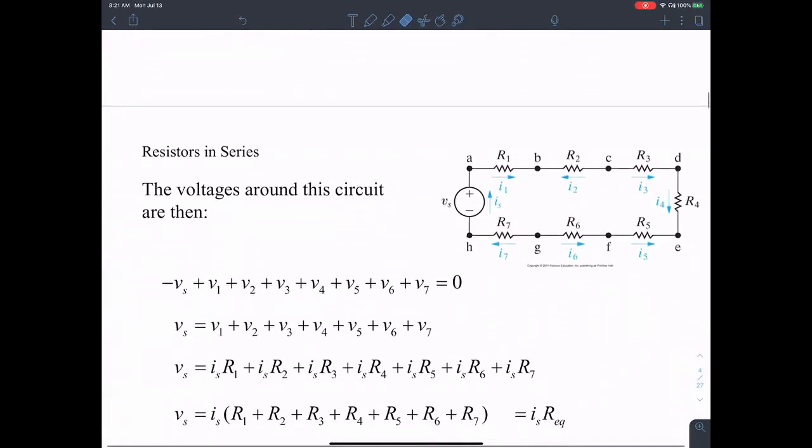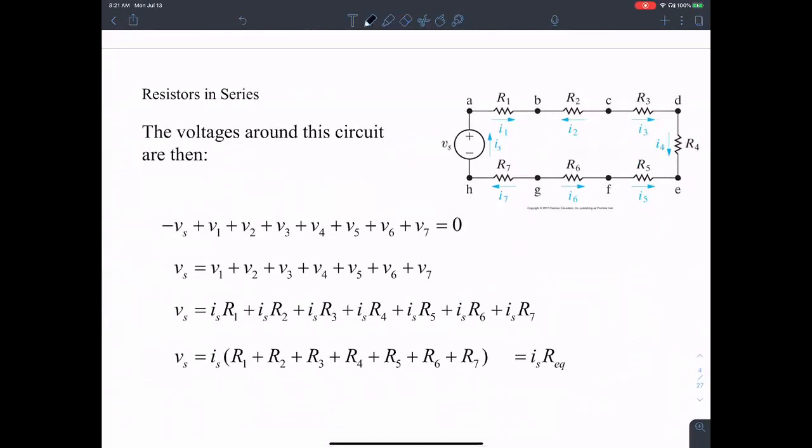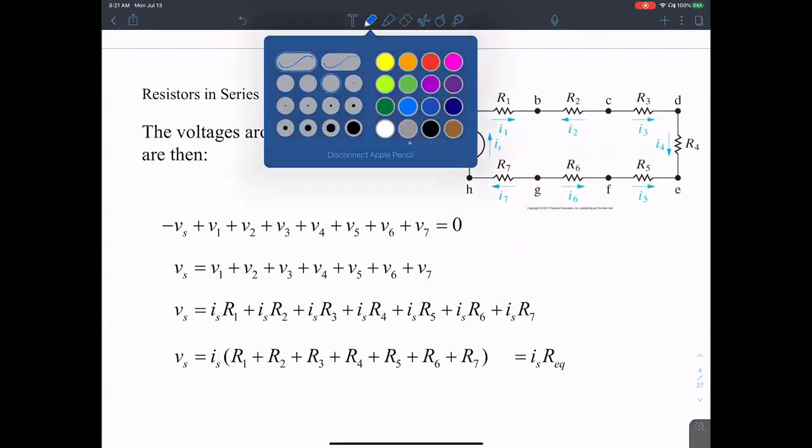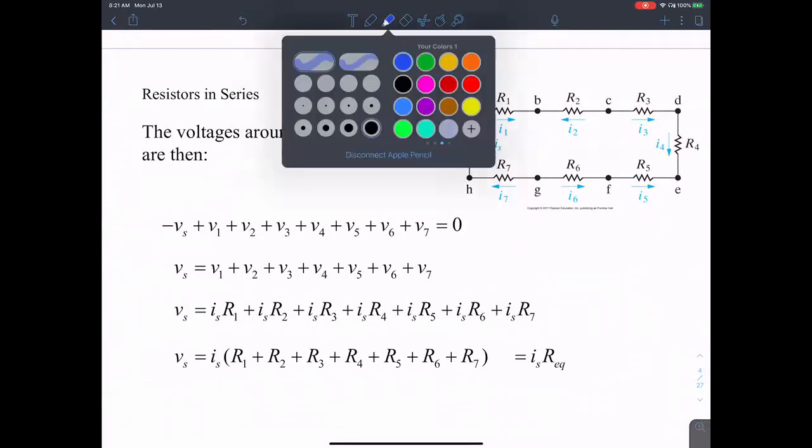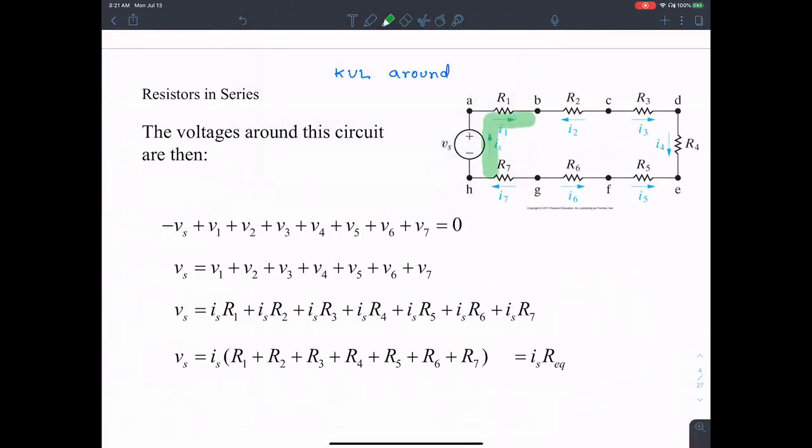Okay, so if you look at the KVL around the loop, and I'm not going to spend a whole lot of time doing this. Let me show you the loop here. You will see that by following the clockwise pattern from the lower left corner, the V source plus the sum of all the voltages dropped in the seven resistances should sum to zero.